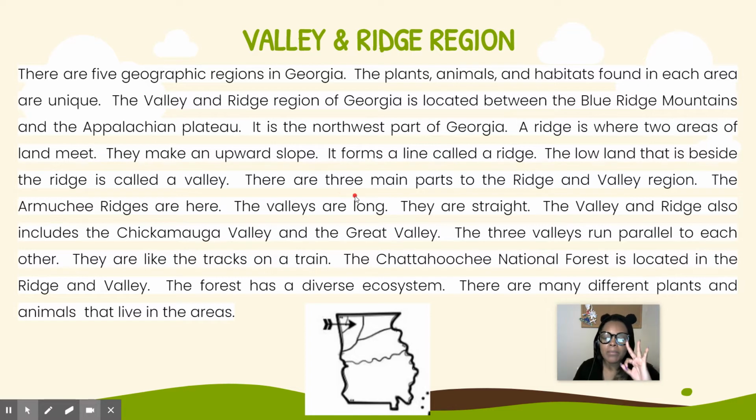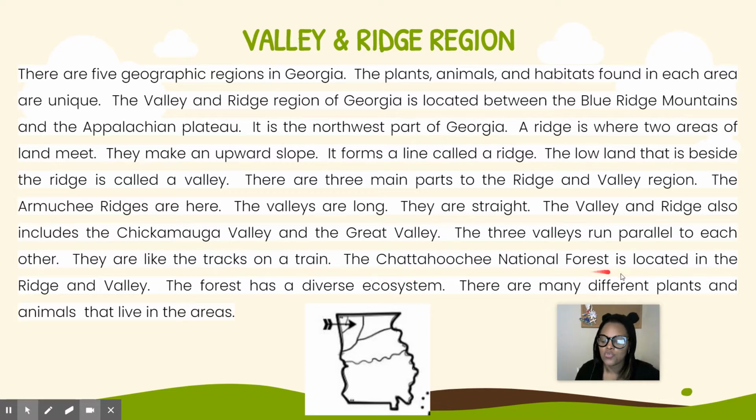There are 3 main parts to the ridge and valley region, okay? The Armuchee ridges are there. The valleys are long, they're straight. The valley and ridge also include the Chickamauga Valley and the Great Valley. So there's 3 parts there, 2 valleys and a ridge. The 3 run parallel to each other. Parallel means side by side. So this is parallel, okay? When you stand next to someone, you're standing parallel to them. They are like the tracks on a train.